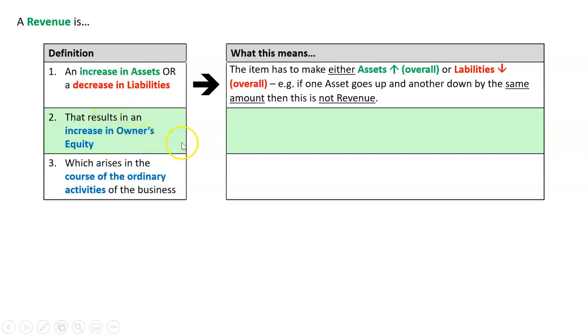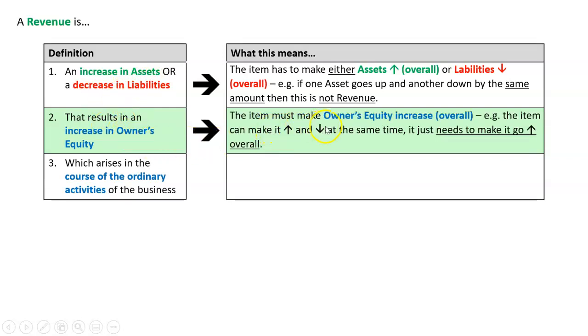Now, it's got to result in an increase in owner's equity. So the item must make owner's equity go up overall. Now, again, owner's equity can go up and down, okay? But it just needs to go up overall. So as long as it doesn't go up by 0, that doesn't make any sense. That wouldn't be revenue. It's just got to increase owner's equity, okay? So even if it goes up by a lot and down by a little, that's okay. That still makes it go up overall.